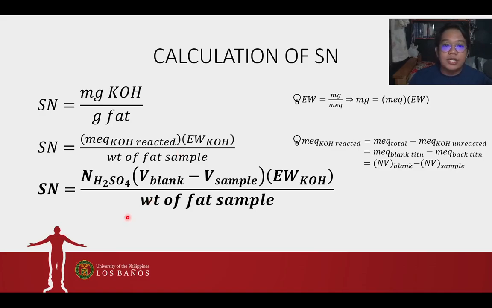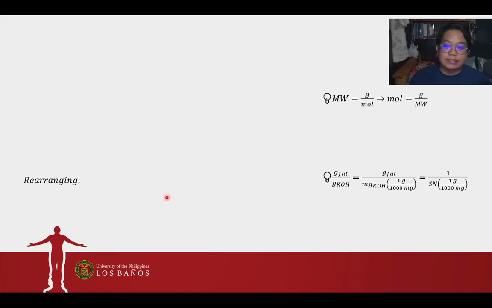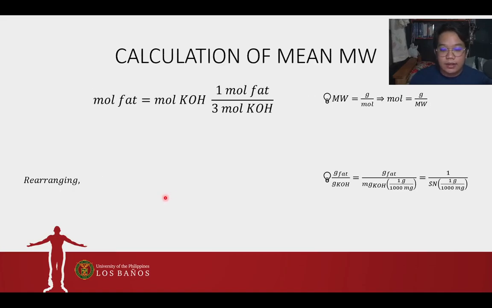So, using our data gathered from titration, saponification number is equal to the normality of sulfuric acid multiplied to the volume of the blank minus volume of the sample used for the titration, multiplied to the equivalent weight of potassium hydroxide, all over the weight of the fat sample in grams. Okay?